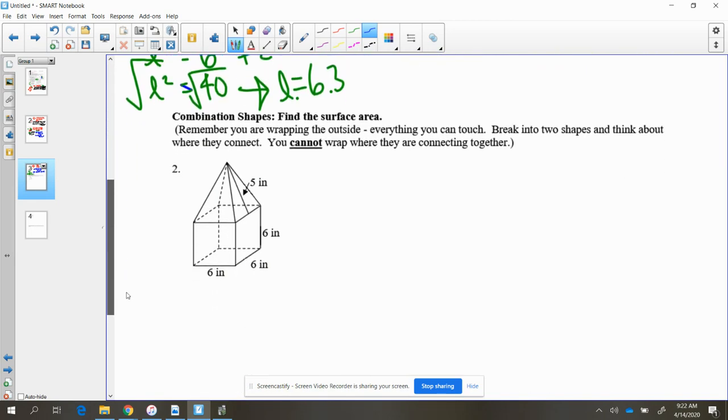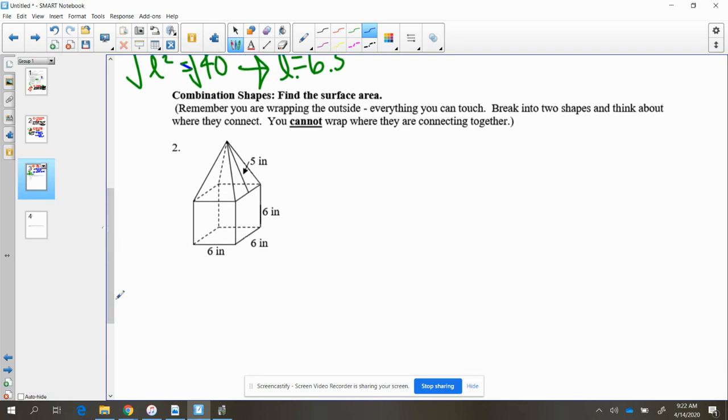All right. Next example here, notice we have a composite figure here. And we have a cube with a pyramid stacked on top of it. Now, if we want to wrap this up and give it to someone as a gift, when we use wrapping paper, we are only going to cover the surface, right? You're wrapping the outside. You only are going to wrap everything you can touch. So what this means is we are only going to be looking at not the total surface area, but pieces of the total surface area.